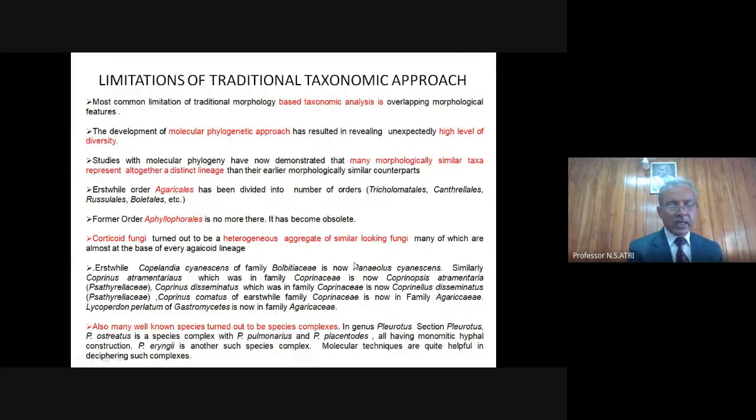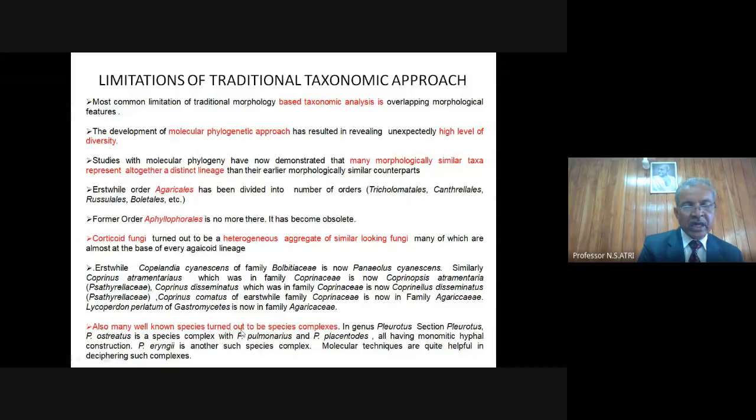A lot of changes are occurring and a lot of things are getting unsettled which were earlier established. So also, many well-known species are turning out to be species complexes. In the genus Pleurotus, section Pleurotus, Pleurotus ostreatus is a species complex with Pleurotus pulmonarius, Pleurotus populinus, and others, all having a monomitic hyphal system. Pleurotus eryngii is also another species complex. So like that, molecular techniques are quite helpful in deciphering such complexes.